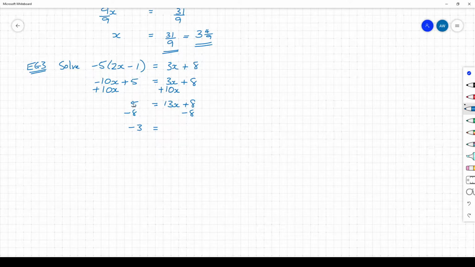Okay, when you've got a small number subtracting a larger number, we know it's going to be negative. Just do it the other way around. 8 take away 5 is 3, so 5 take away 8 must be minus 3. Or thinking number line. 13x, didn't touch it. Plus 8 minus 8, nothing.